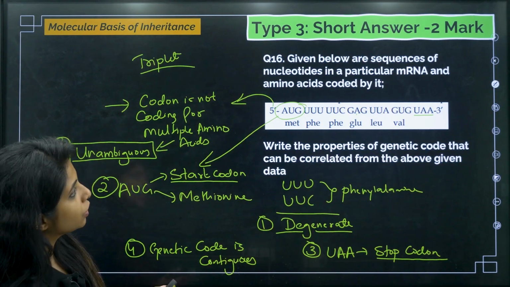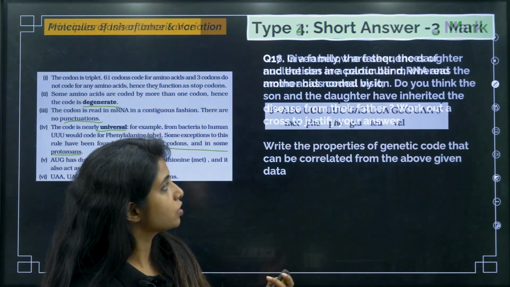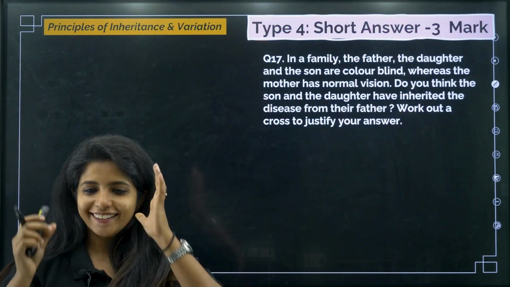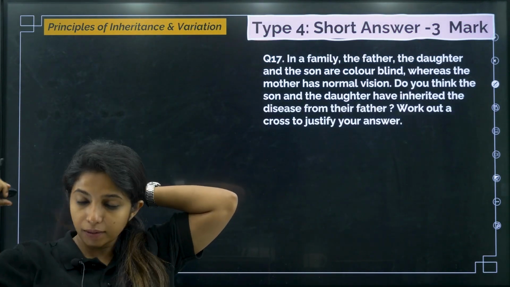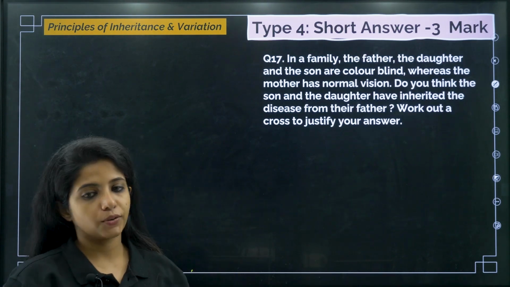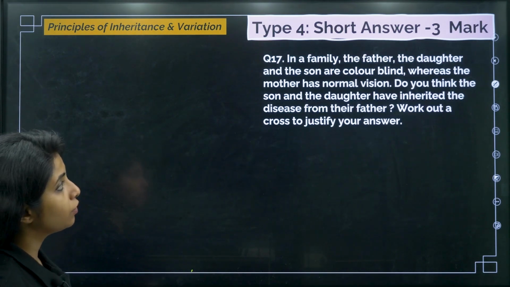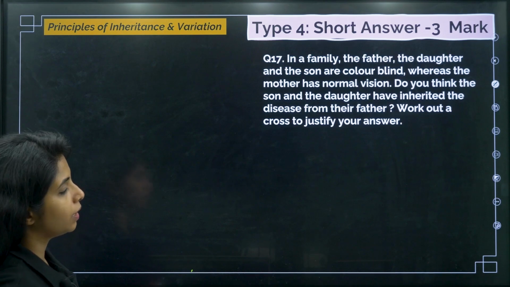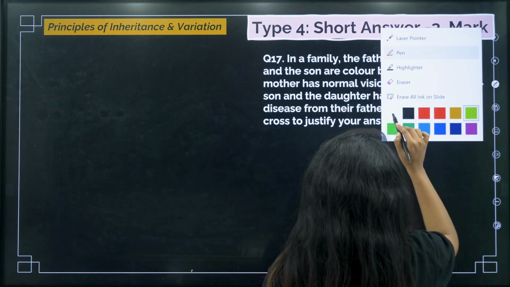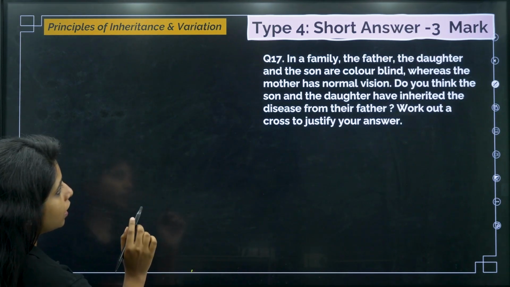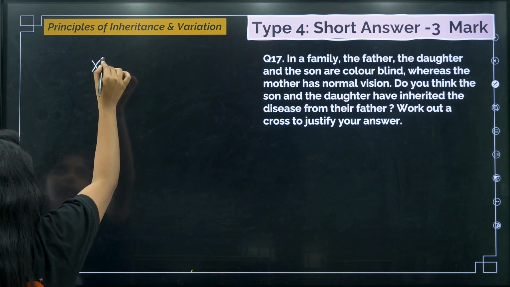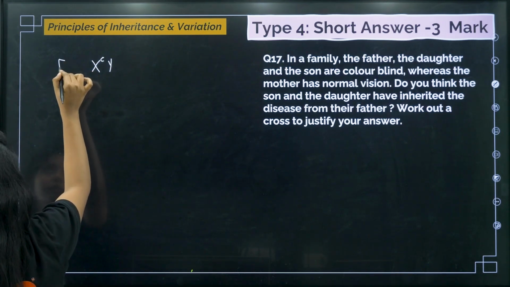Works? Do you get that sense of happiness while solving this question which I get over here? So again, a question for color blindness. So let's see what is the answer. Question number 17. In a family, the father, the daughter and the son are colorblind. We have to make a note of this. Father is colorblind, so it will be XCY. This is the father.